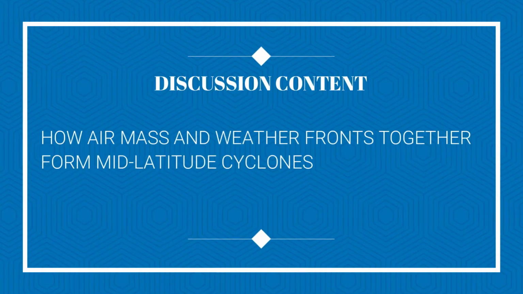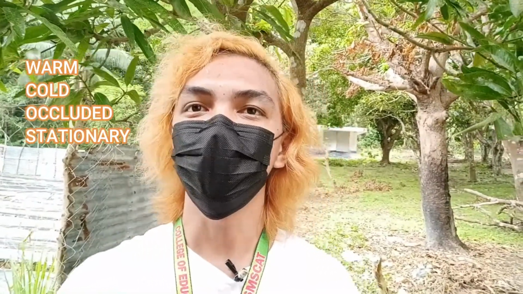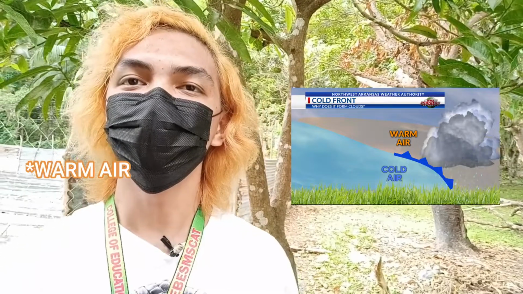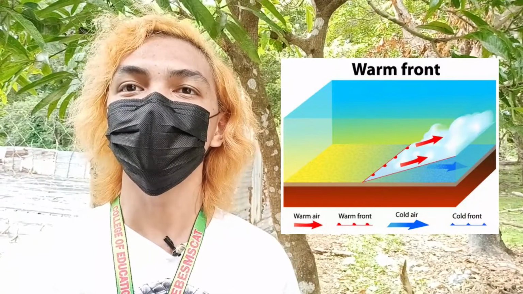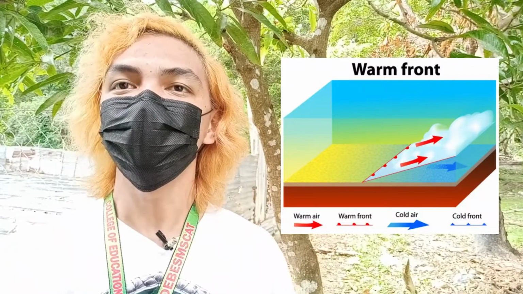How air mass and weather fronts together form mid-latitude cyclones. Air masses have different temperatures depending on their location. When they meet, they create fronts. These fronts are warm, cold, occluded, and stationary. When cold air meets and is greater than warm air, it produces a cold front, creating rain showers, snow showers, or thunderstorms. When warm air meets and is greater than cold air, it produces a warm front, creating rainfall or snowfall.